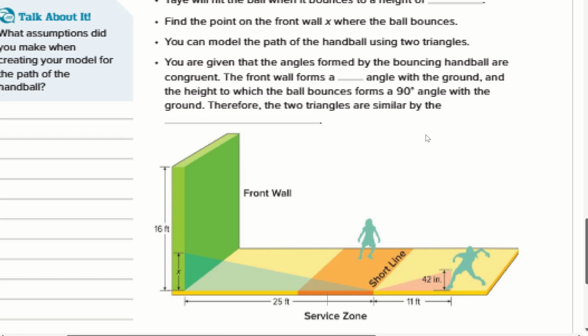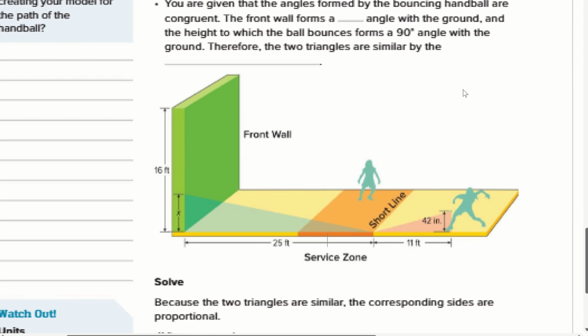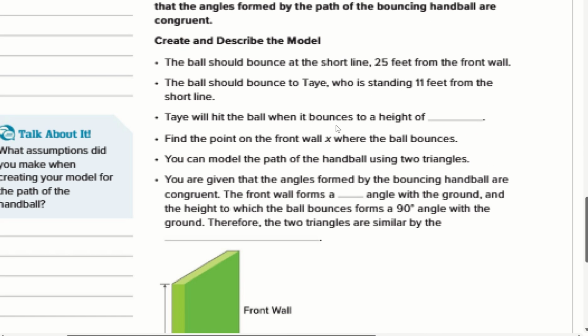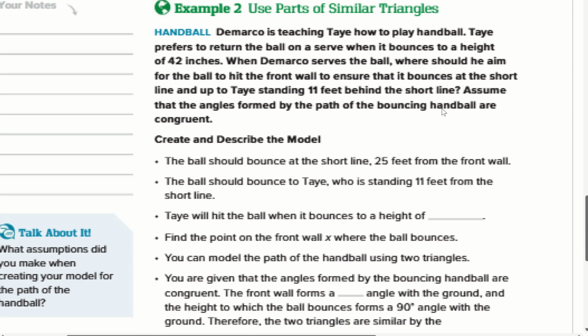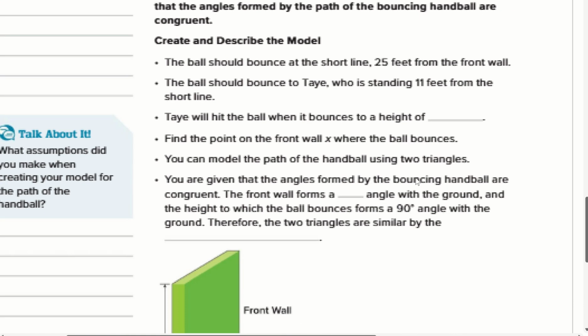And then it says the ball should bounce to Tay, who's standing 11 feet from the short line. So Tay is here. He's 11 feet from the short line. Okay, and then Tay will hit the ball when it bounces to a height of, it says in the problem, Tay prefers to return the ball on a serve when it bounces to a height of 42 inches. Okay, so we got the height of 42 inches. So that's important right there.